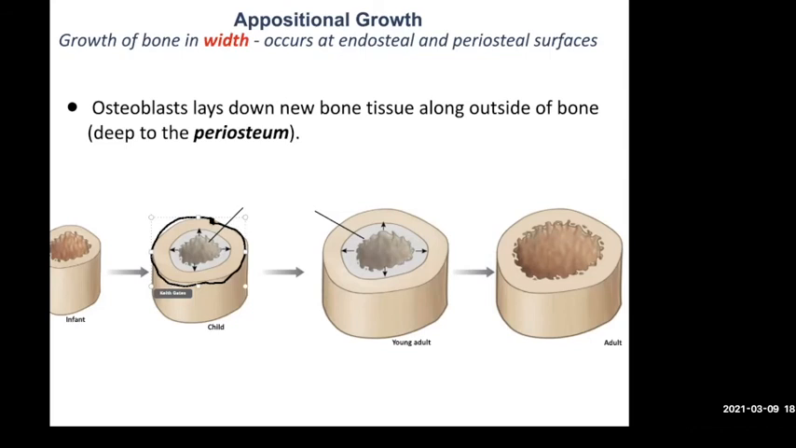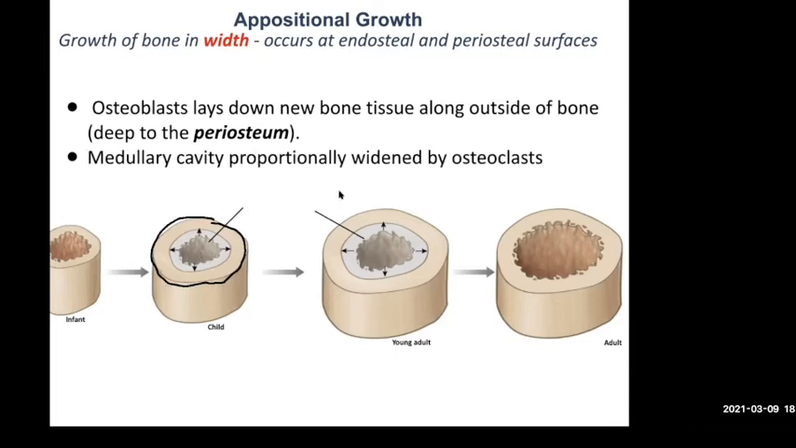So the bone is being laid down on the outside, but at the same time, the medullary cavity is going to stay proportionate as well. Because on the inside here, as the outside is growing, osteoclast activity is also widening the medullary cavity. So your bone isn't necessarily growing thicker compact bone here. It's just widening the whole thing by increasing stuff on the outside.